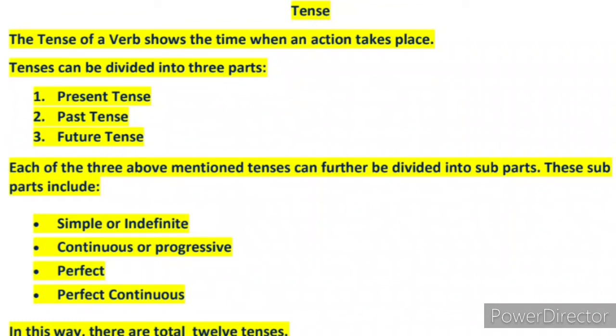In this video, we will learn about the tenses. So, what are tenses? The tense of a verb shows the time when an action takes place. Basically, tenses are used to tell the time of action. How do tenses do this? Tenses do this with the help of the various forms of the verb.